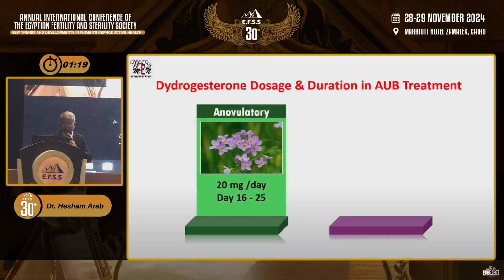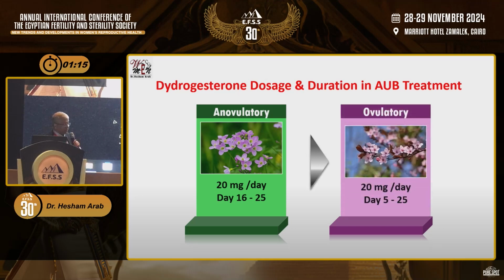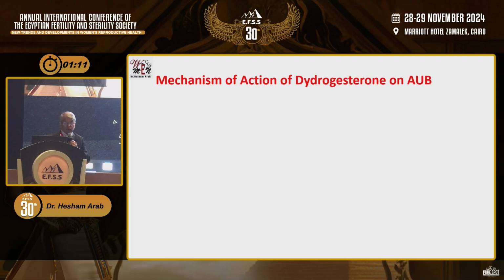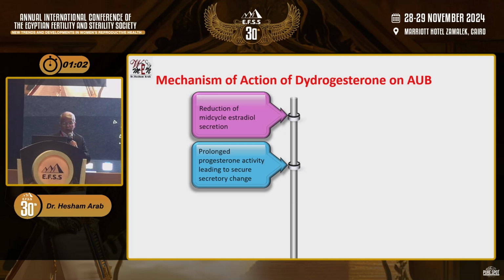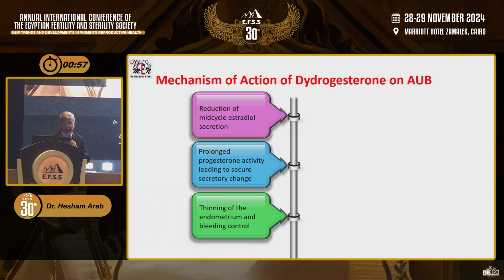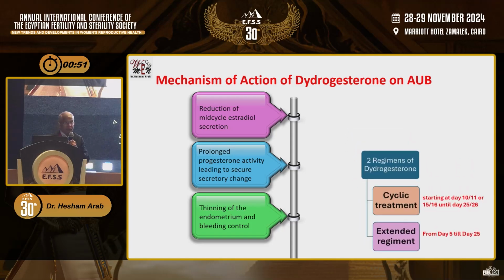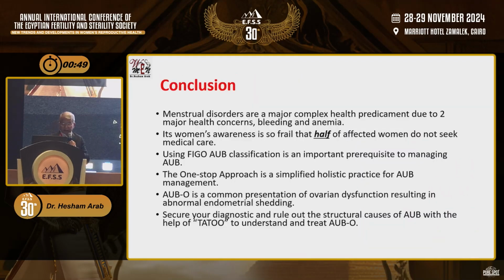And so we have different medications that can be utilized in situations like this, where you have either the oral progestins, or sometimes the intramuscular one. But what we actually need is to produce mid-cycle estradiol secretion. We need a prolonged progesterone activity leading to secure the secretory stages, and also we need thinning of the endometrium so that we reduce the amount of bleeding. And this is how we've been giving it, either cyclic or in extended use.